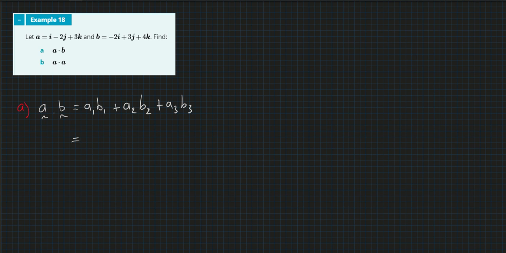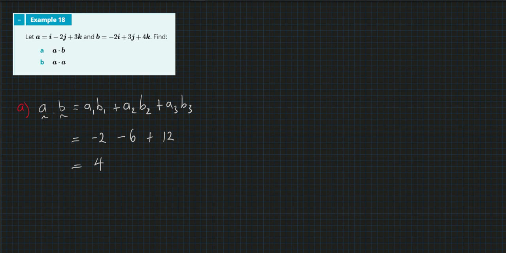So in other words, that's equal to, we've got 1 times the i component of B, which is minus 2, so that's minus 2, plus we've got minus 2 times plus 3, so that ends up being minus 6. And we've got 3 times 4, which is 12, so that equals minus 8 plus 4 equals 4. So the dot product between A and B is 4. In other words, we just have a number here, okay?